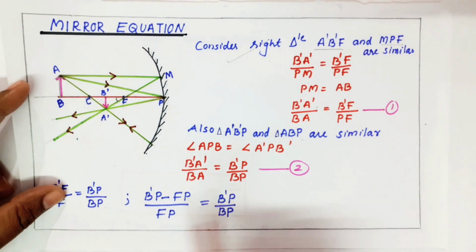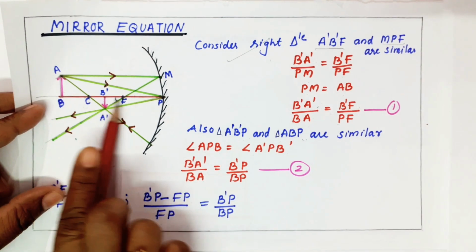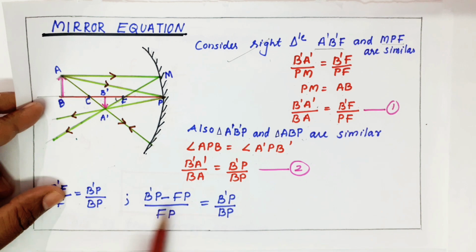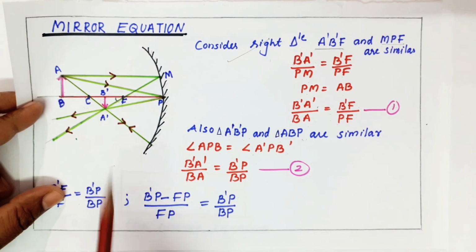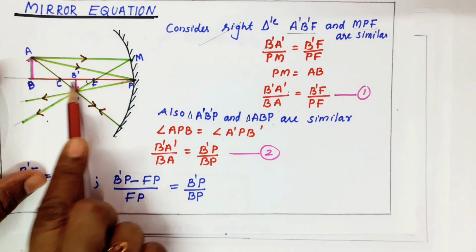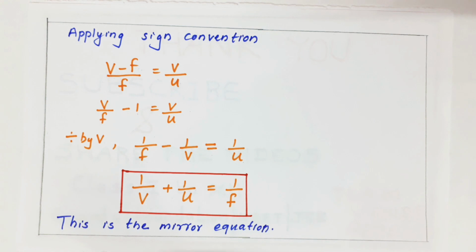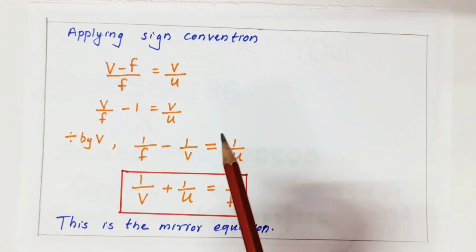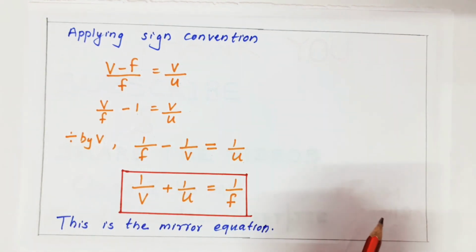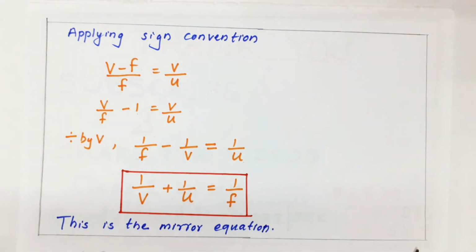Then just substitute the value B dash P. B dash P we are writing as V. PF, F; FP, F; B dash P, V; BP, U. We are substituting and dividing by the denominator. Then we get the equation 1 by V plus 1 by U equals 1 by F. This equation is called the mirror equation.